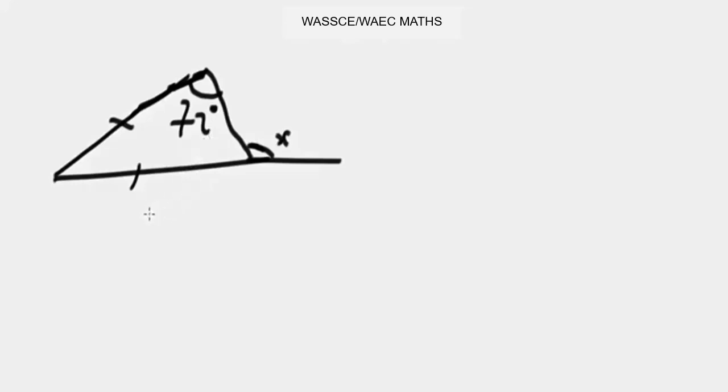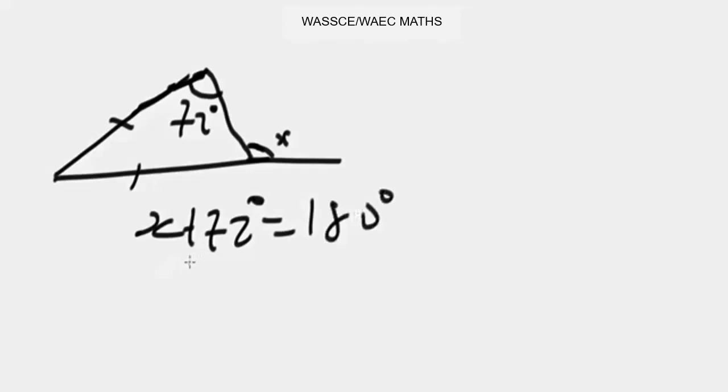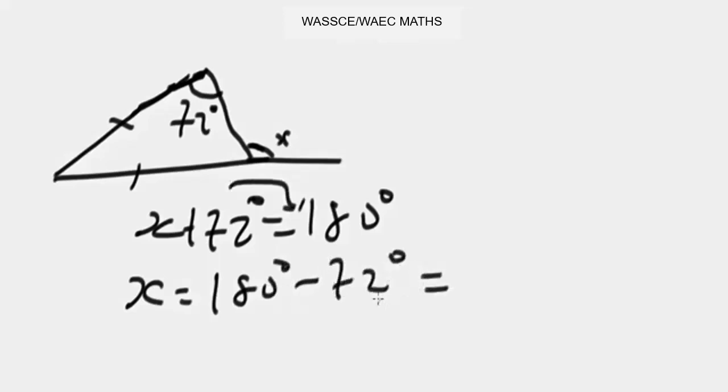So this is going to give us x plus 72 degrees equals 180 degrees. So to make x the subject of the formula, remember this is not an isosceles triangle. Alright. So it's going to give us x equals 180 degrees, and when this 72 comes over, it changes to negative, minus 72 degrees. So when you punch it and calculate, you're going to have 108 degrees. X is 108 degrees, and this will be the answer to this question.